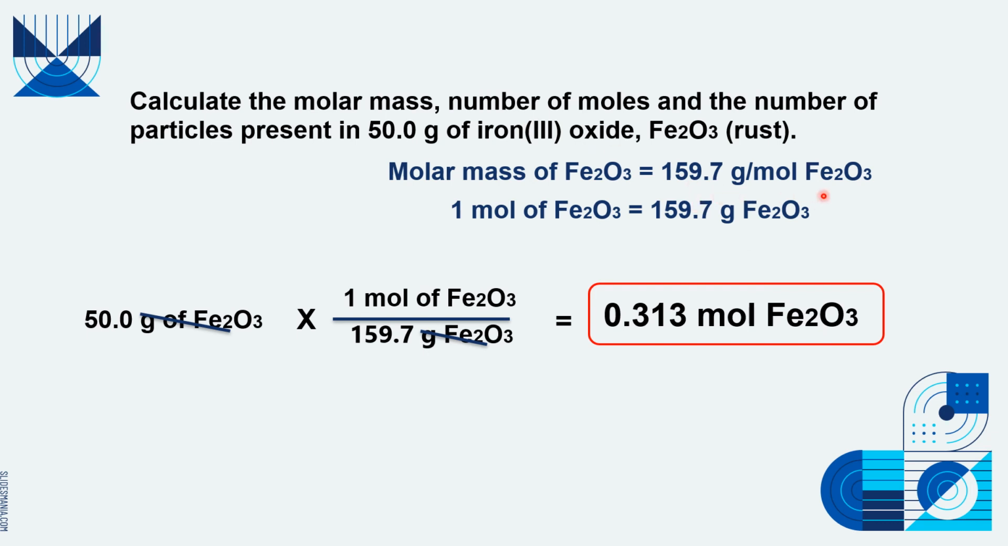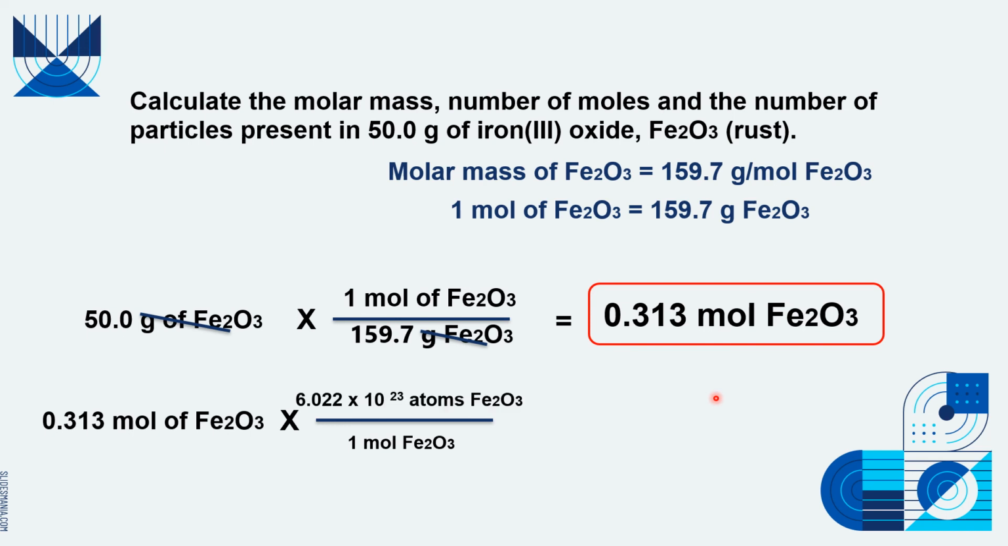We already get the number of molar mass. The molar mass of iron oxide, check. The number of moles, 0.313 mole of iron oxide, check. And the only quantity left in this problem is the number of particles or the number of molecules or atoms from 50.0 gram of iron oxide. So we can now use this number of moles computed to get the number of particles. So 0.313 mole of iron oxide times, in every 1 mole of iron oxide there is 6.022 times 10 raised to 23 atoms of iron oxide or particles of iron oxide.